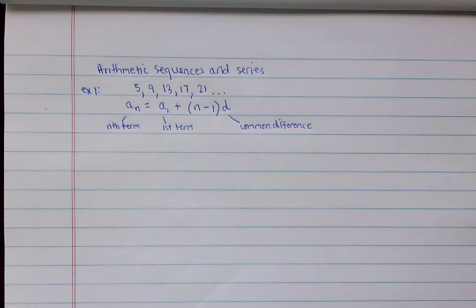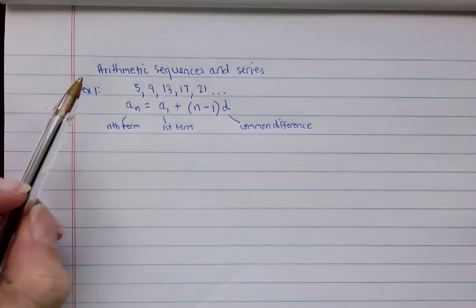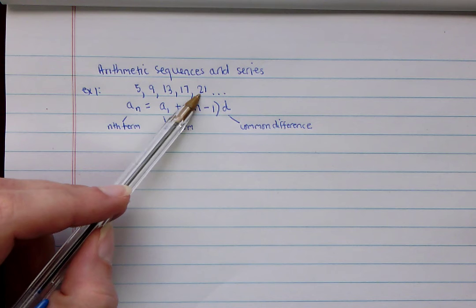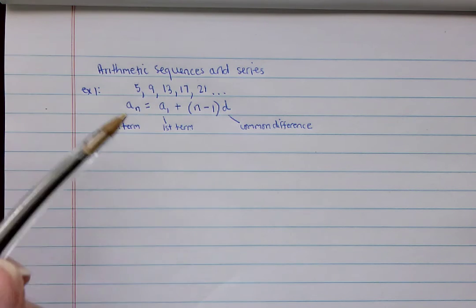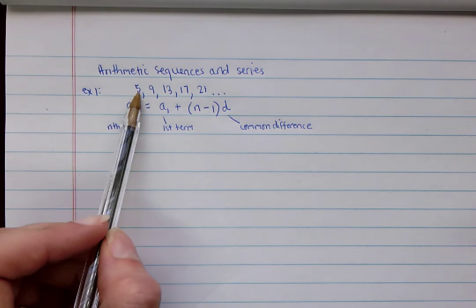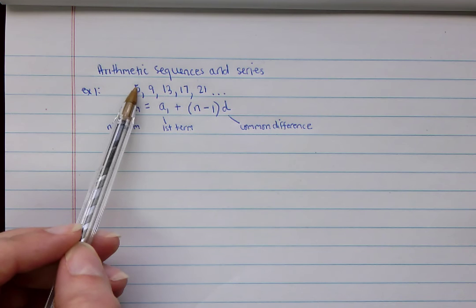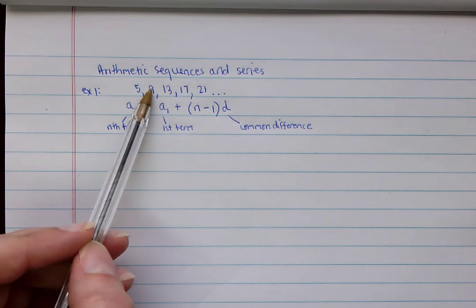Hi students, so in this video we're going to learn about arithmetic sequences and series. Basically an arithmetic sequence is one, kind of like this one right here: 5, 9, 13, 17, 21. There's a certain pattern for these. You've probably seen these in grade school where you try to think of what the pattern is.